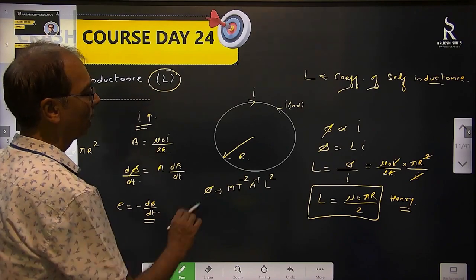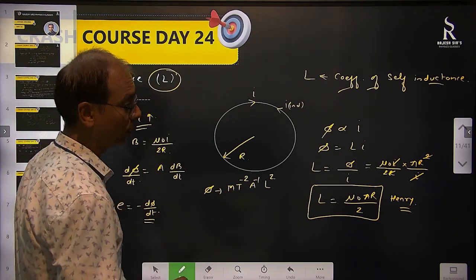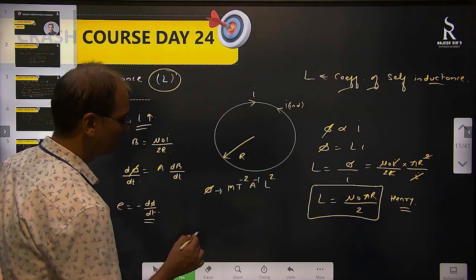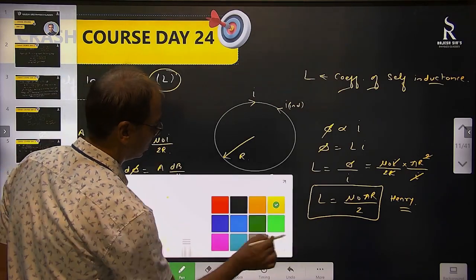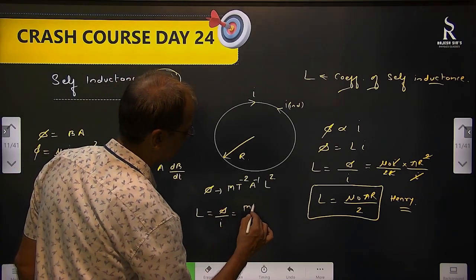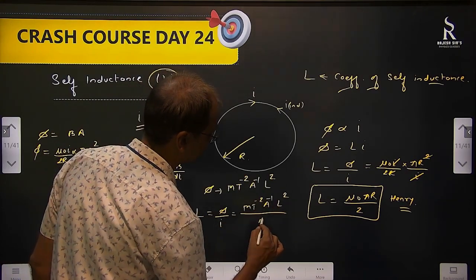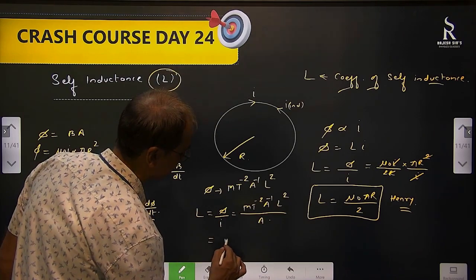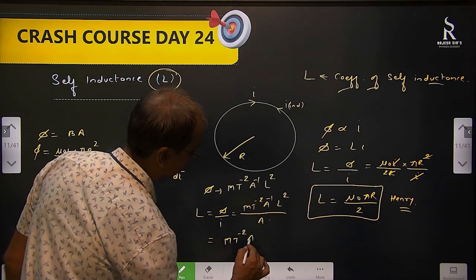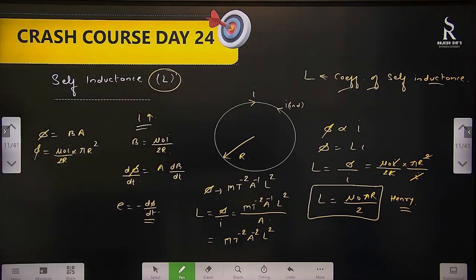So this is the dimensions of phi by I. So that means ampere is gone. No, why ampere is gone? Ampere is not gone. Okay. So unit of this is L equal to phi by I, that is M t to the power minus 2 a to the power minus 1 L square by I. That means ampere. So dimensions are M t to the power minus 2 a to the power minus 2 L square. Oh, so ampere is not cancelled. In fact, it has become a to the power minus 2.